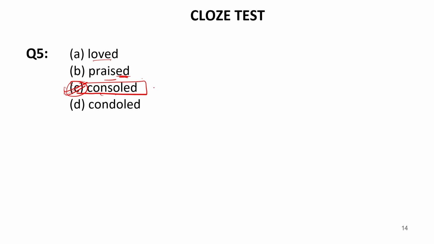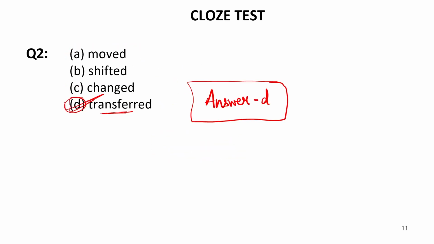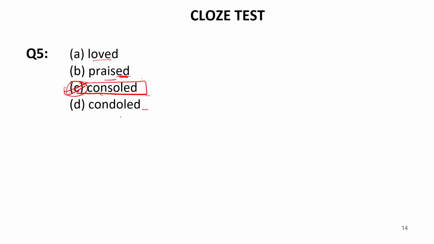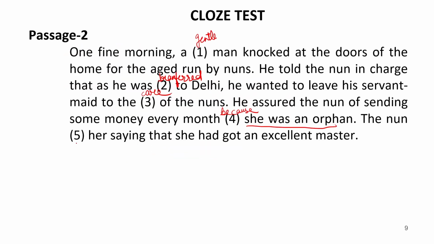Now, there is a difference between these two words, consoled and condoled. Condoled is used basically for sympathizing over some death, but consoled is used when comfort is given to a person who is sad, or when sympathizing with a person who is sad or depressed. So here the correct answer should be C. So it should be consoled.